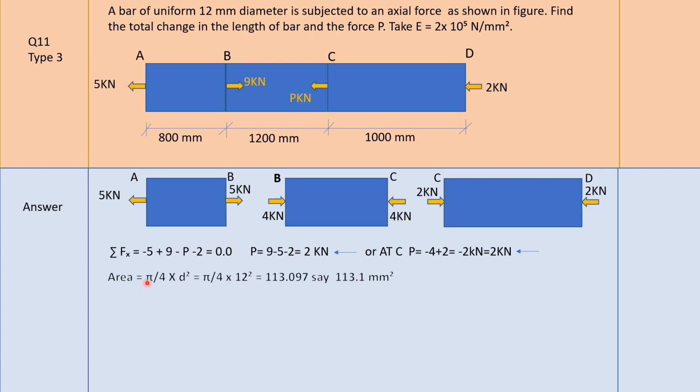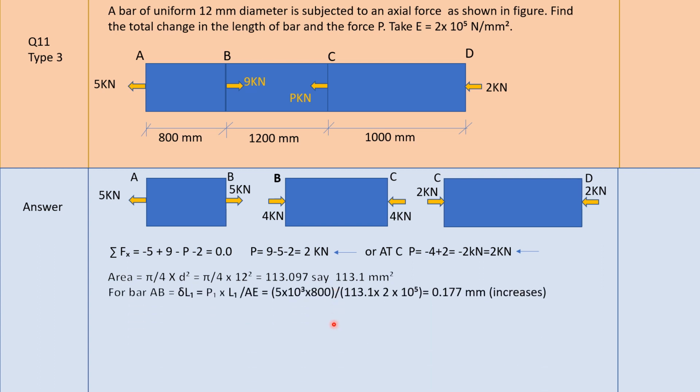Now the area, the bar diameter is uniform from A to D, and bar diameter given is 12. So area will be pi by 4 D square. So pi divided by 4 into 12 square. If you do, you will get the area 113.097, and if I do the rounding, it will be 113.1 mm square. If this third decimal is greater than 5, then we increase 1 here and we don't write this third decimal. So if I increase, 9 plus 1 will become 10, that is 1 here. So I will be considering for the further calculation area as 113.1 mm square.